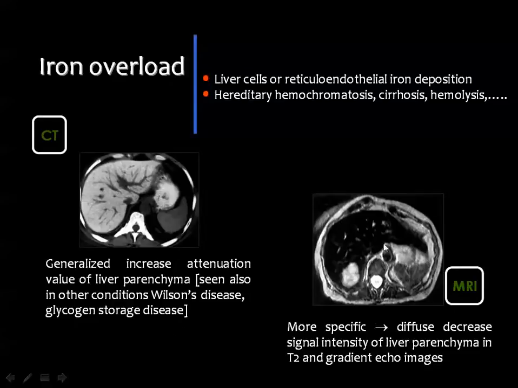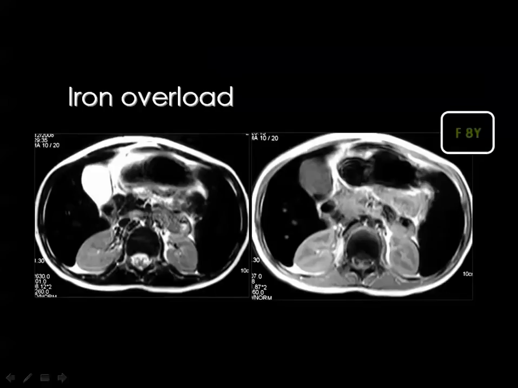In MRI, you know that iron is very dark in all sequences, especially in the T2 weighted image and the gradient image, of course. And you see that the liver is very dark, and the darkness is judged in comparison to the muscles, because the muscles are not usually affected by iron. Then if the liver and the spleen are affected and you want to know if this is normal or not, you look at the muscles.